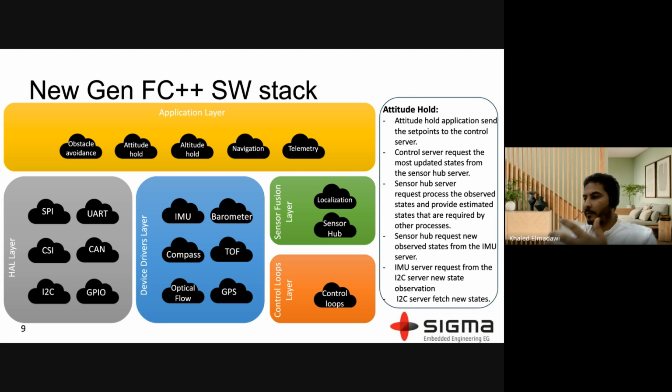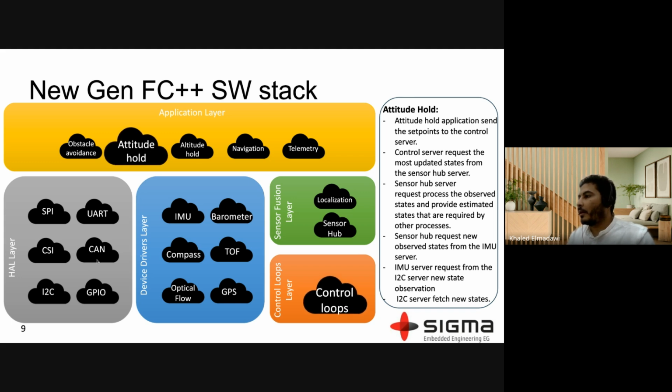If we discuss the same example that we discussed in the previous slides, which is attitude hold. We want to hold our attitude. So simply, the attitude server will communicate with the control loop server and set for it the set points, where the attitude is somehow a client for the control server. And the control loop server is an actual client for the sensor hub server, where it will ask it for the latest estimated values, or the observed and non-observed estimated states.